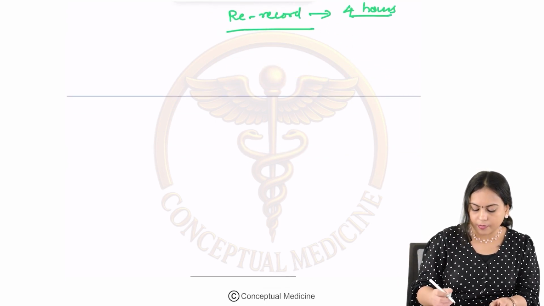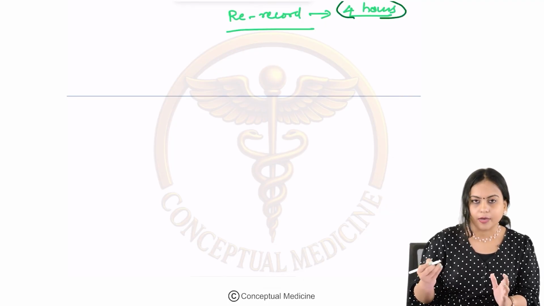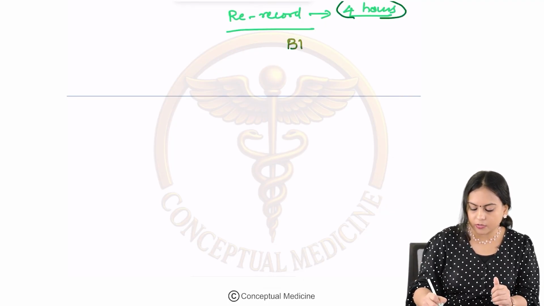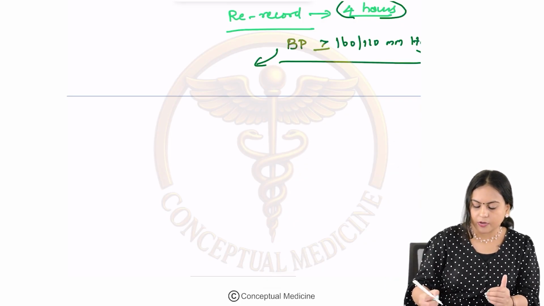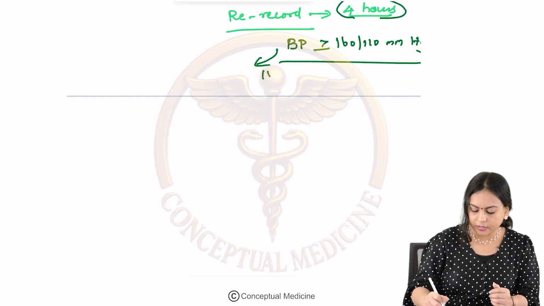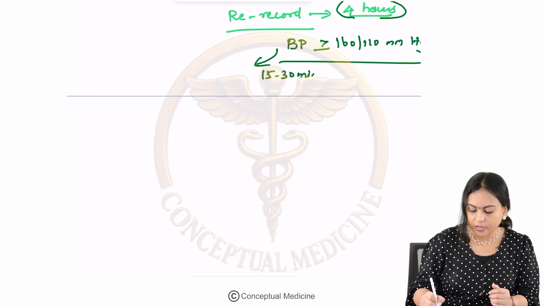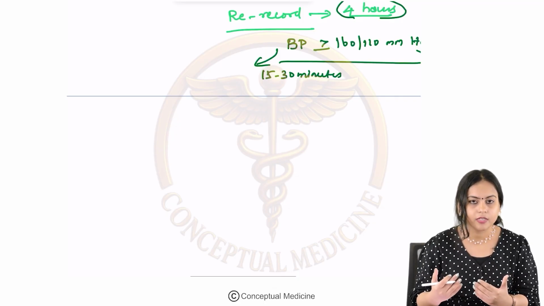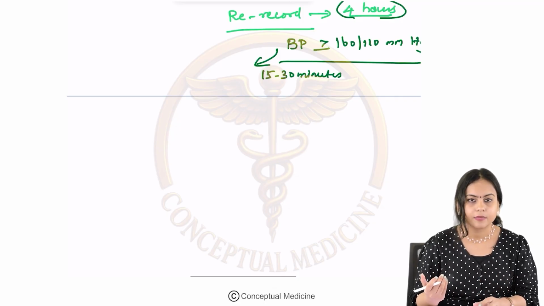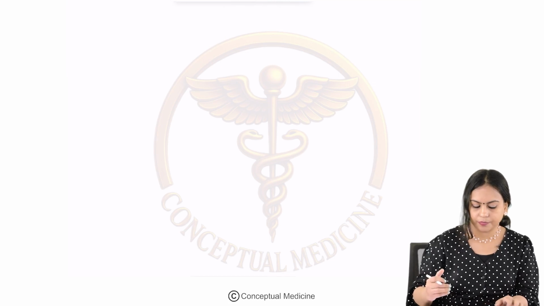Also remember, this 4 hours is not applicable when you record a BP of more than 160 and 110 mm mercury at the first recording itself. That means you have to repeat the BP immediately, within 15 to 30 minutes. This is because we have to give the patient the necessary treatment as soon as possible.